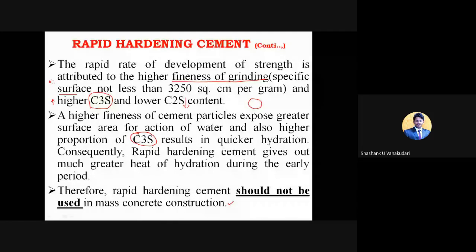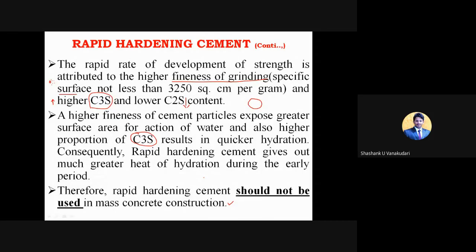So that means what? Once you use this rapid hardening cement in concrete constructions, especially in mass structures like construction of bridges and dams, if you use this rapid hardening cement for the purpose of early strength, it is going to set at the initial stage only.